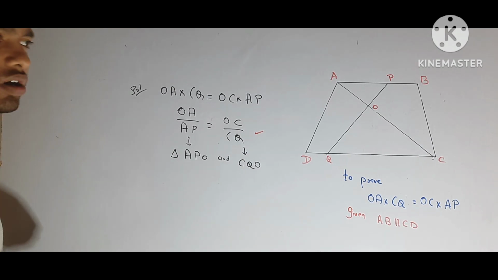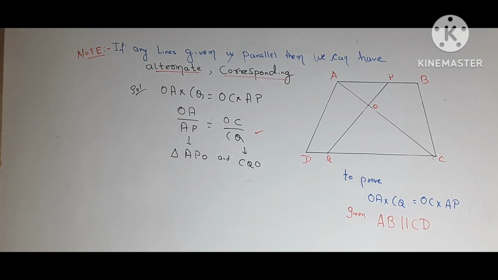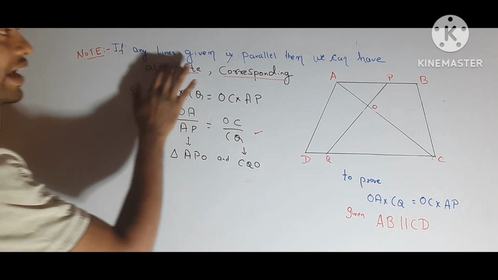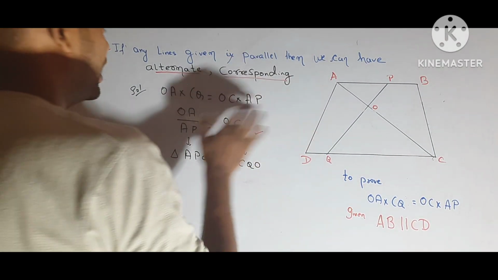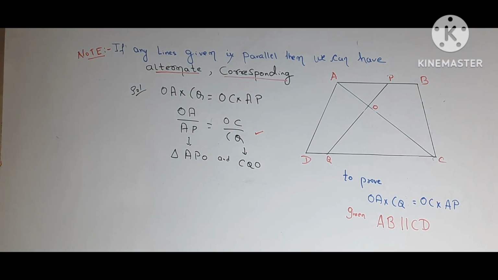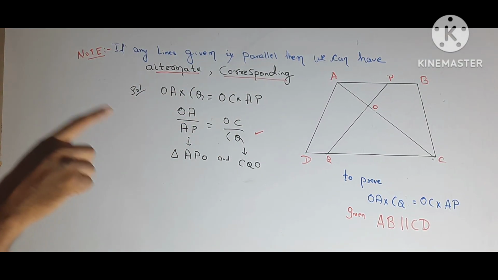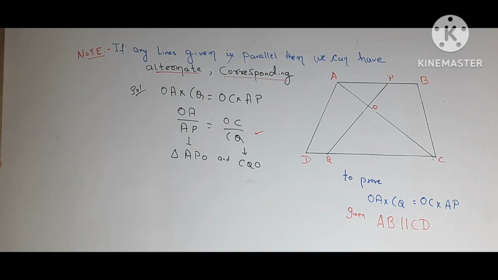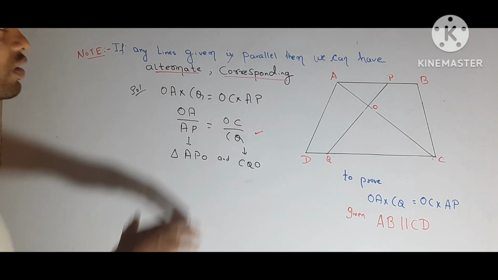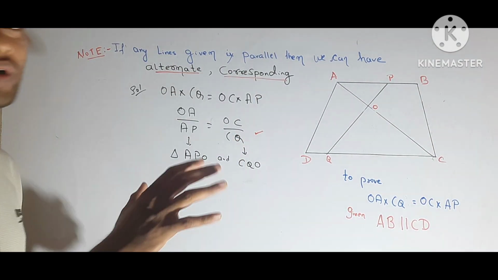If lines are parallel, what are the things which come into play? If they say any two lines are parallel, then we can use alternate angles and corresponding angles. You know what is alternate and what is corresponding, right? If you don't know, just comment it down, and I will forward the video where I have explained in detail alternate angles and corresponding angles and how to identify them.